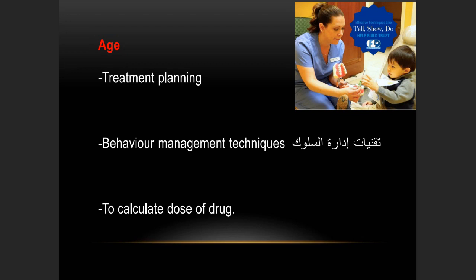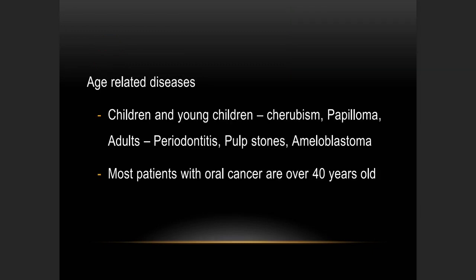Of course, when you give a drug, a medicine, the dosage is different for small kids and it is different for adult patients. So here comes the importance of age. There is another important part related to age. There are certain diseases which are very common at certain ages. Like children will have cherubism, adults will have periodontitis and pulp stones, and most patients with oral carcinoma are above 40 years of age.